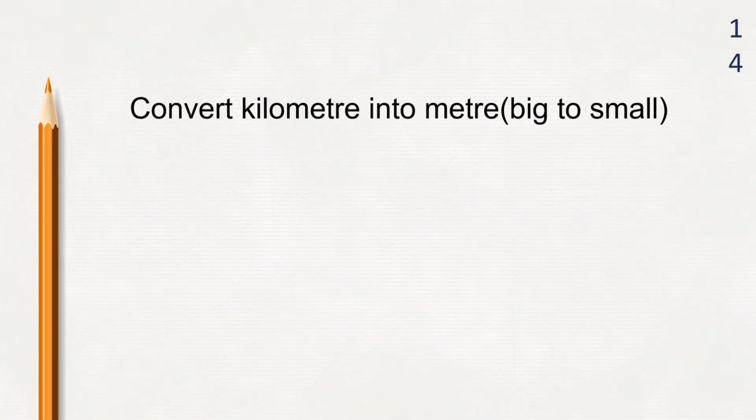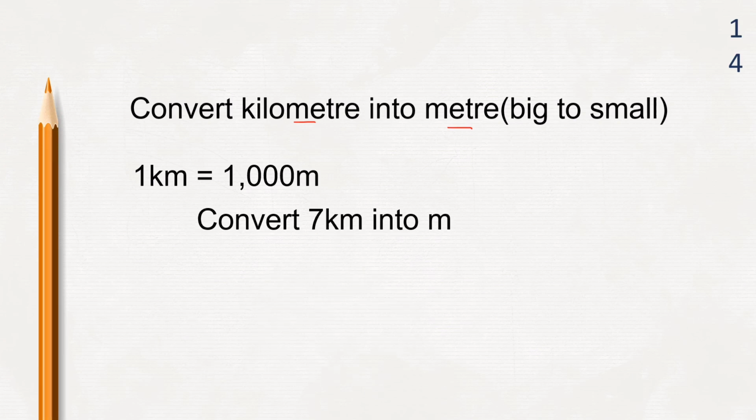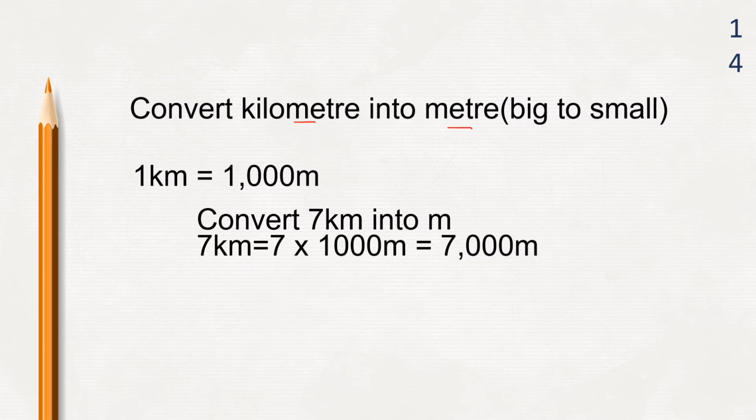Next, convert kilometer into meter. Again, kilometer is the bigger unit, meter is the smaller unit. When you have to convert from bigger unit to smaller unit, you will have to multiply. Now, how many meters is equal to 1 kilometer? Yes, 1000 meters is equal to 1 kilometer. 1 kilometer is nothing but 1000 meters, right? So, convert 7 kilometer into meter. 7 kilometer is equal to 7 kilometer into 1000, which is equal to 7000 meters.